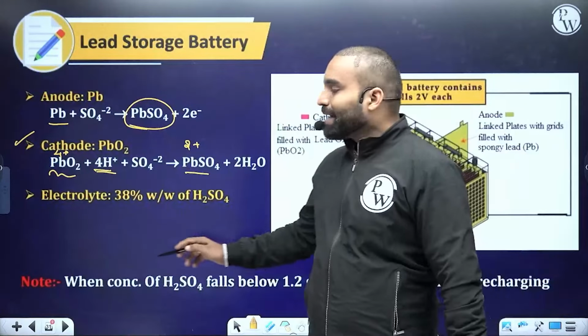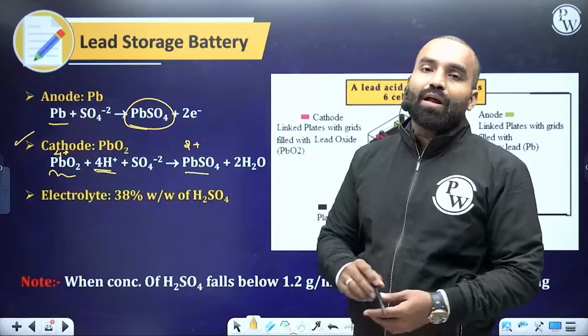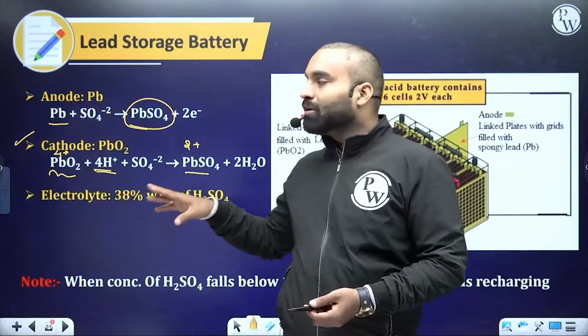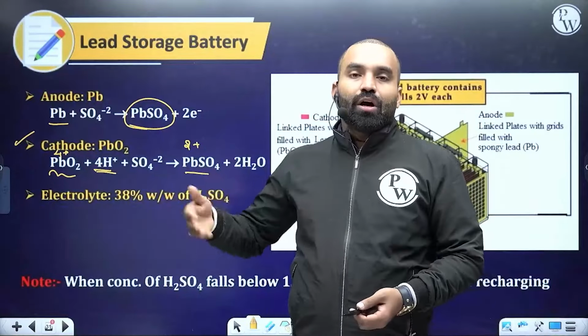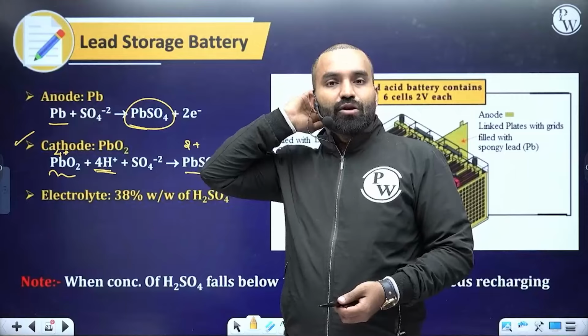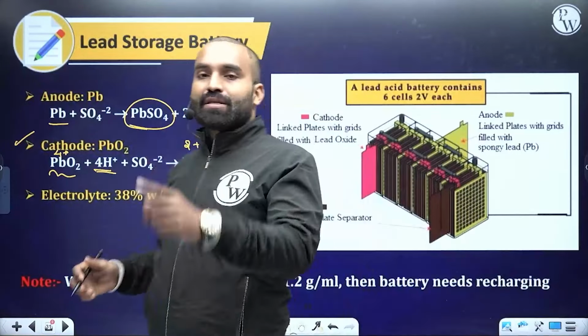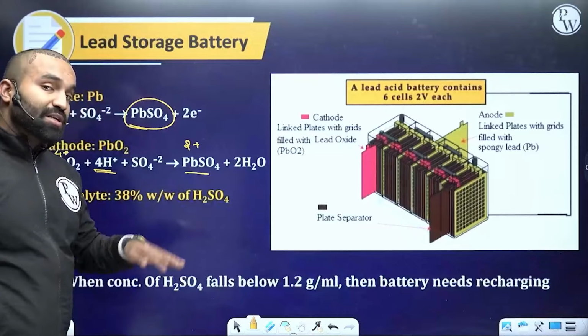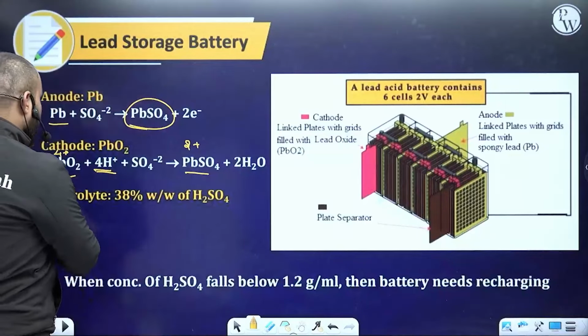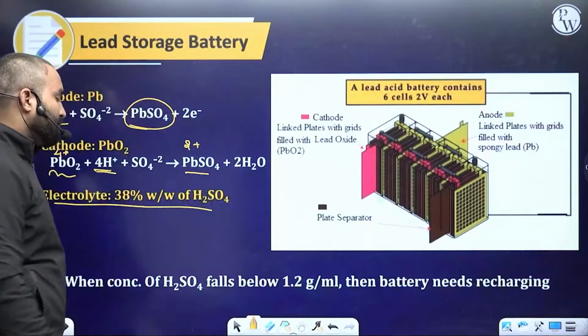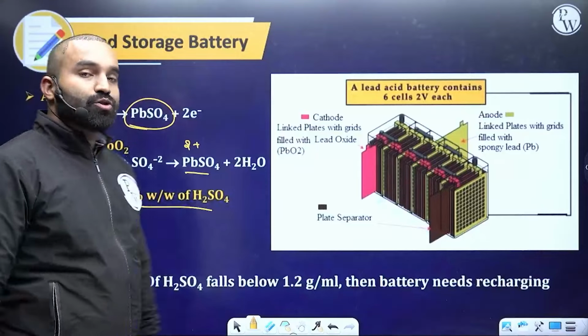So the question that gets asked in the examination is: what happens to the pH of the reaction upon consumption during the discharge of lead storage battery? Does it increase or decrease? The pH increases as the H+ concentration is decreasing. So the electrolyte used here is 38% weight by weight H2SO4.